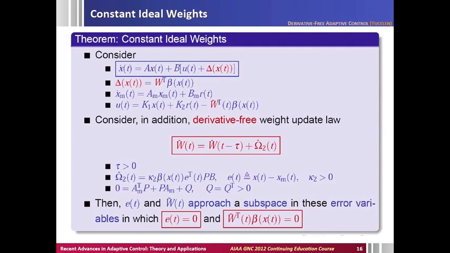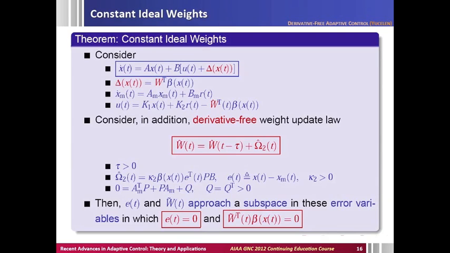Okay, we are relaxing an assumption, but standard MRAC, when the weights are constant, has asymptotic stability, right? So now we should be able to recover asymptotic stability with DF-MRAC for the case of constant ideal weights. If the ideal weights are constant, then the derivative-free weight update law becomes this. Here, omega 2 hat is the same, tau is the same. We don't have an additional design parameter here.